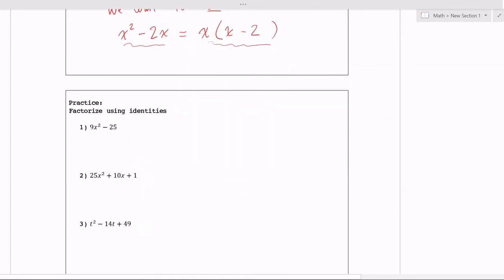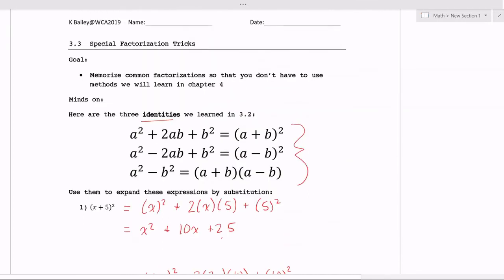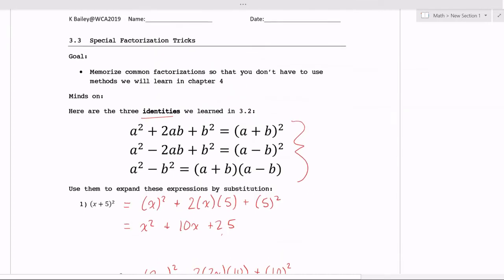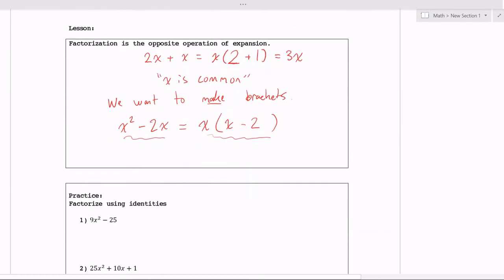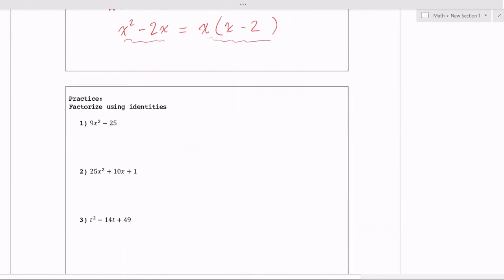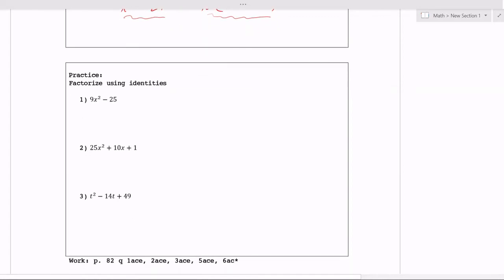The first kind of factorizing we're doing is factorizing using the identities that are here. If it's helpful for you, just write them down. Every opportunity you get, just write them out so you can memorize them. But I'm going to try to factorize some stuff by using those identities. Out of those identities, there's only one of them that has two terms in the expansion. It was called the difference of squares.